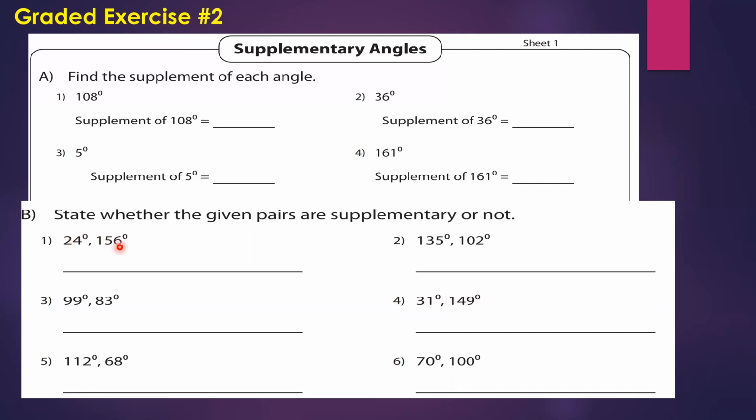You're not going to take away. You're going to add them together to see if it adds up to something. Very good. You have to add them to see if they're going to be 180 degrees. So if they are 180 degrees, then you say yes, it is supplementary. If you add them up and they're not equal to 180 degrees, then you must say no, it's not supplementary angles. Okay.